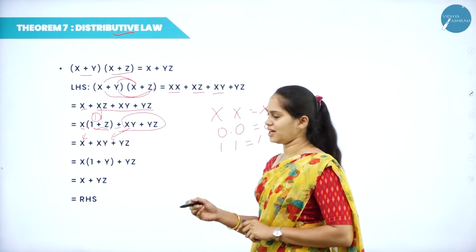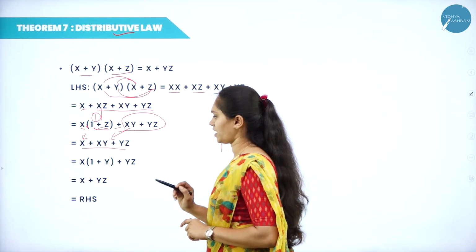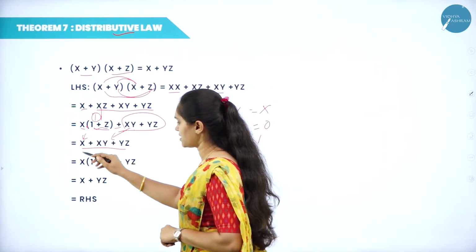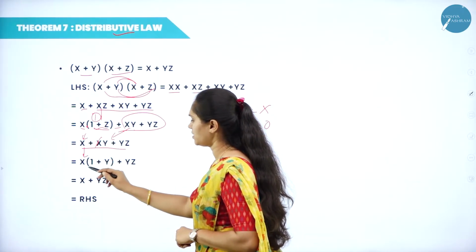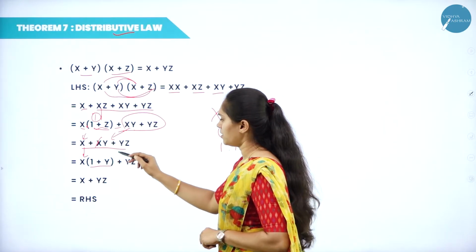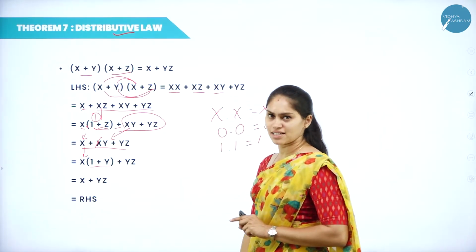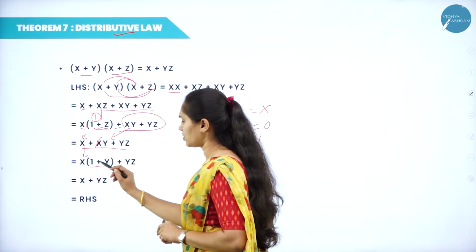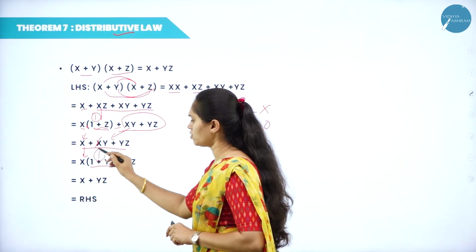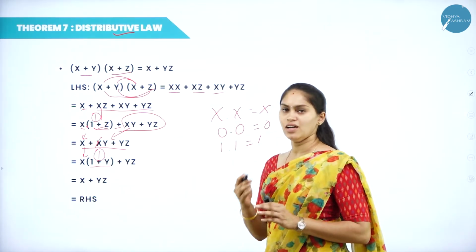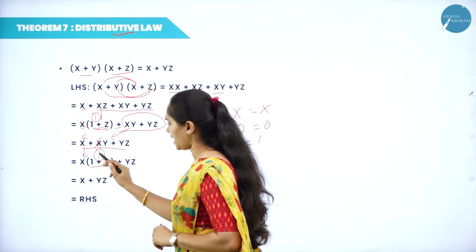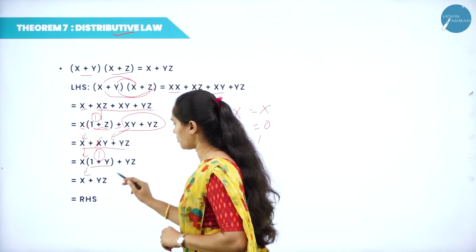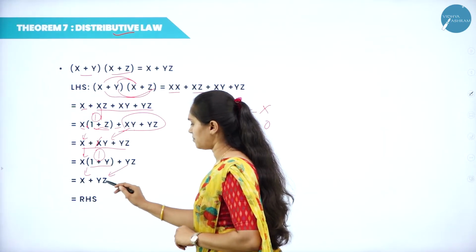Again, I want to take a common factor in this expression. So, let me consider x into 1 plus, I will cancel this one, then it will be 1 plus y, and yz will be as it is. After that, as we all know, 1 plus y will give you 1. If I add any variable with 1, it will be 1 itself. So x into 1 will be x. Then, I am going to write the value x plus yz.